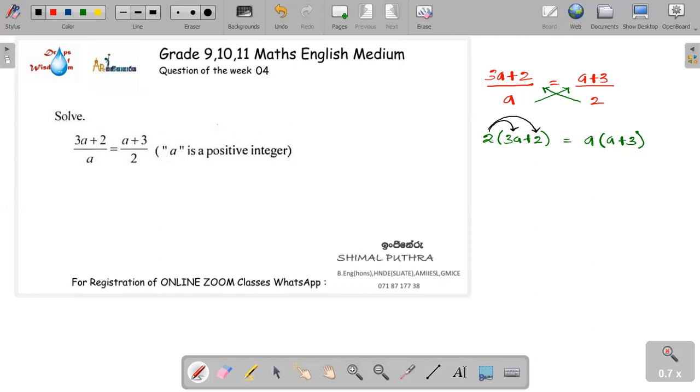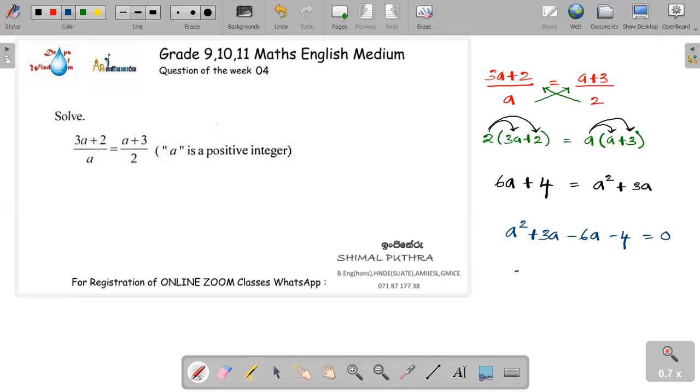That means you should multiply this 2 by 3a, that is 6a, plus 2 into 2, that is just 4. In here, a into a, that is a squared, plus a into 3, that is 3a. For the simplification purpose, I will take all the parts to one side. So I can write a squared plus 3a. Then I can send this 6a to the other side. It will become minus 6a. And minus 4 should be equal to 0.